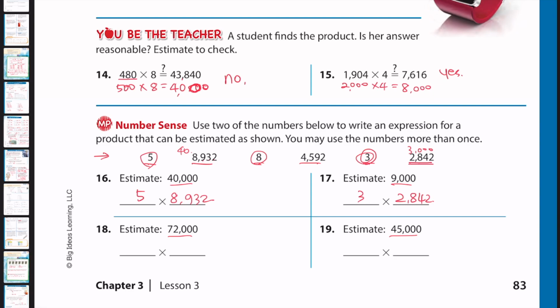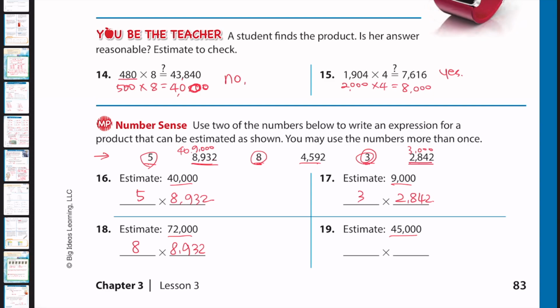Okay, I see 8 times, let's try, this is gonna be 9,000. 8 times 9 is 72. Oh, okay, there you go. 8 times 8,932. I want you to understand this type of question, you have to check, apply and check.